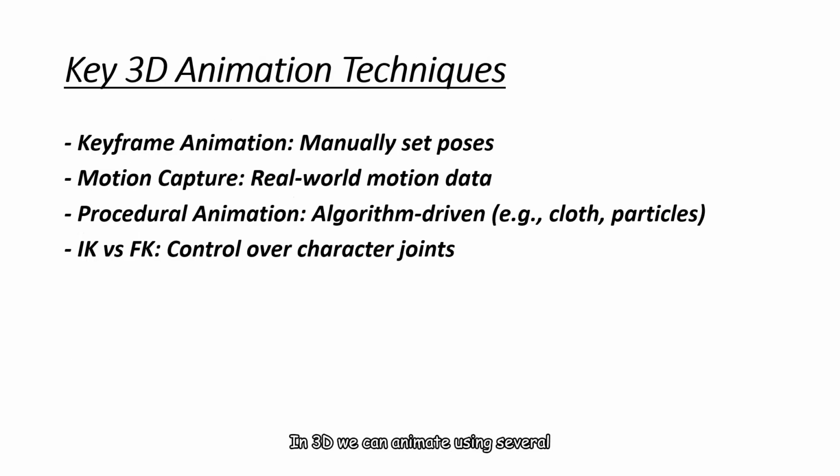In 3D, we can animate using several techniques. Keyframe animation is our most manual but gives us full control. Motion capture, or mocap, lets us transfer real-world movements into digital form. Procedural animation allows us to automate motion using rules and code. And when rigging characters, we often choose between FK (forward kinematics) and IK (inverse kinematics) based on the type of motion we need.